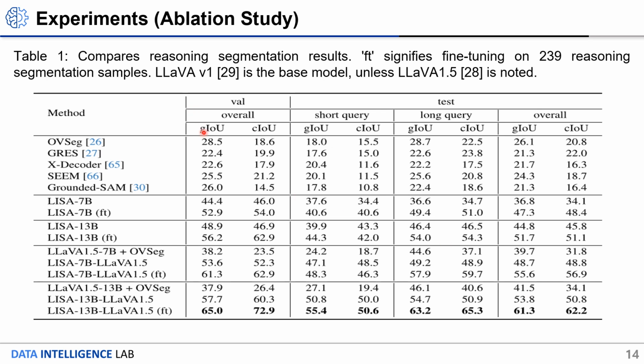One is gIoU. This is like checking how much the outline LISA drew overlaps with the real outline. And they average this for all the images. And this is their preferred way to measure. For cIoU, this is another way to check the overlap, but it can be unfairly influenced by very large objects and can change a lot. So gIoU was considered more reliable.